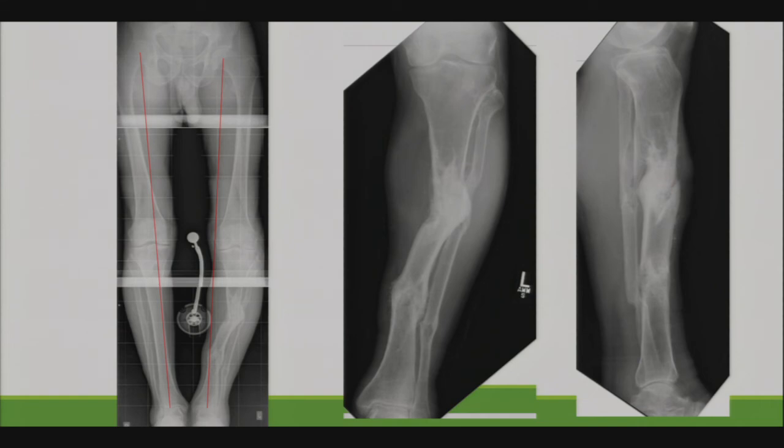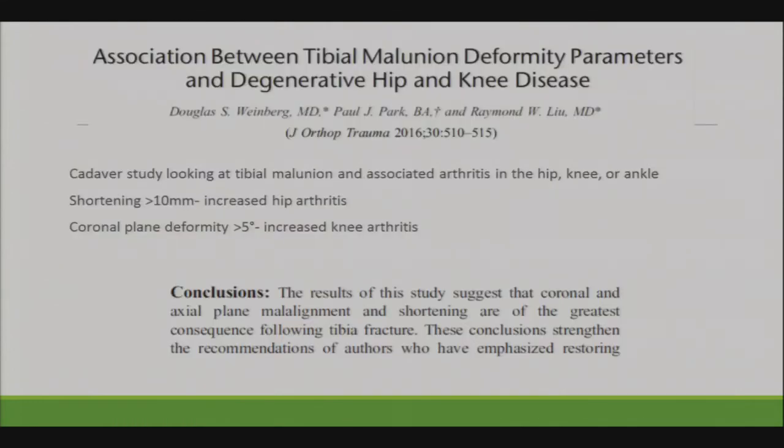His knee was hurting him. He said his feet were tripping up, and he had daily pain with walking, so he wanted to know what could be done. The question is, he's able to get his foot on the ground. Is this going to cause a problem? Five degrees of coronal plane deformity has been shown to increase the risk of arthritis following an open tibia fracture, particularly in the varus plane.